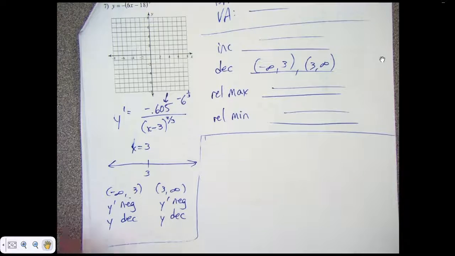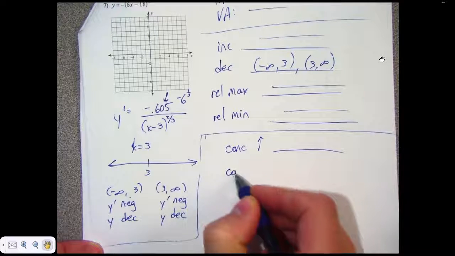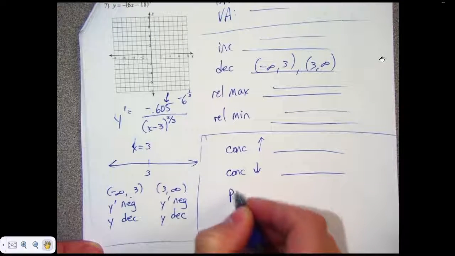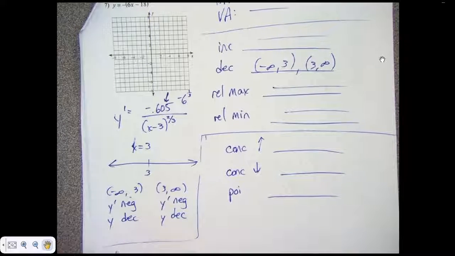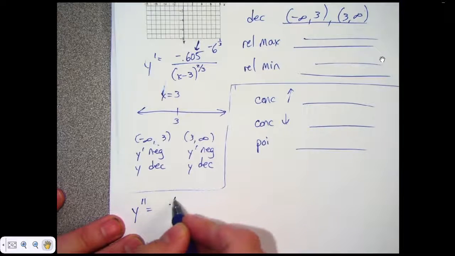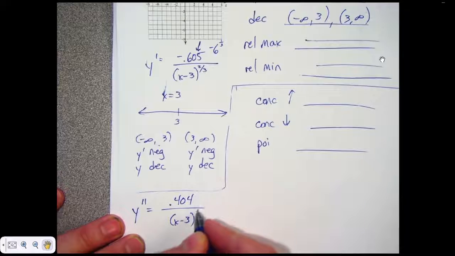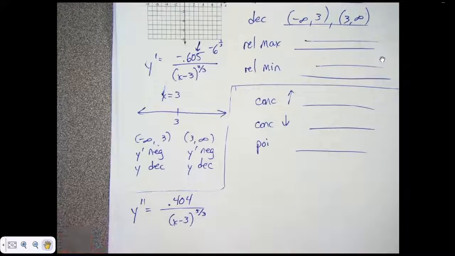Second derivative. And that's going to find for me, or we're going to go through and find where we're concave up, concave down, and if there are any points of inflection. I'm not going to do it by hand. I'm at the second derivative: 404 over x minus 3 to the 5/3.